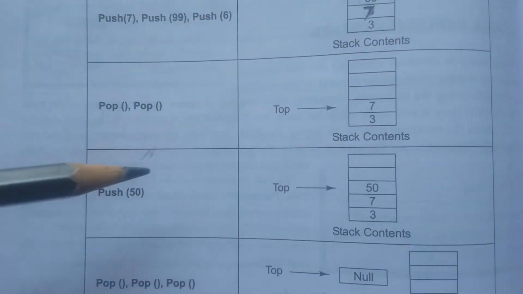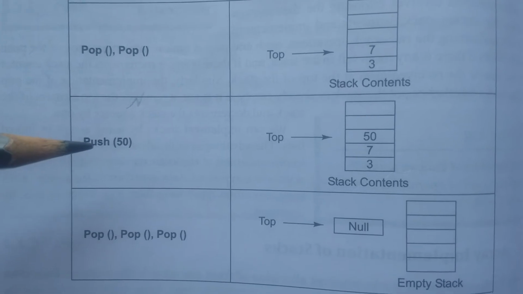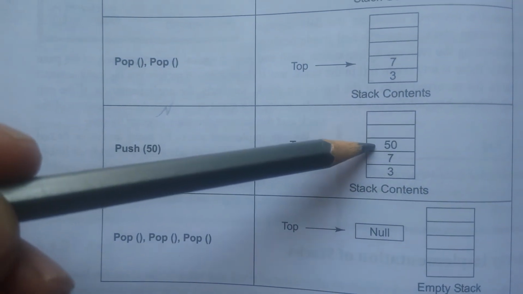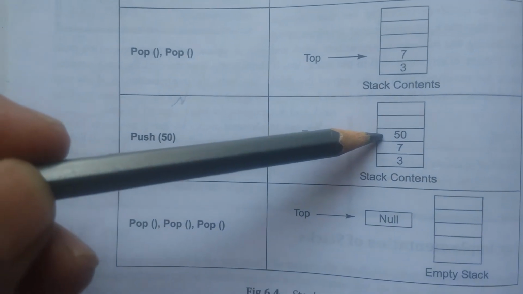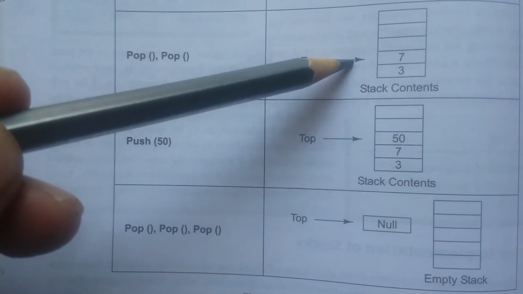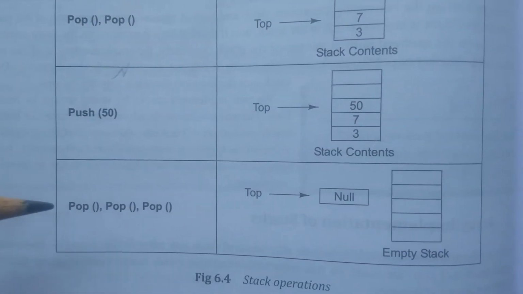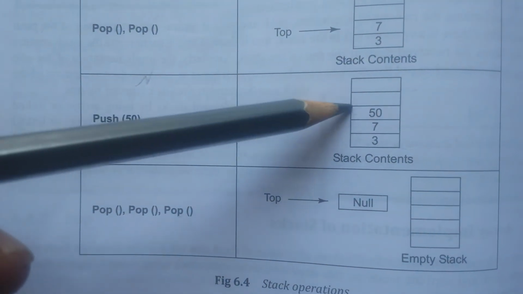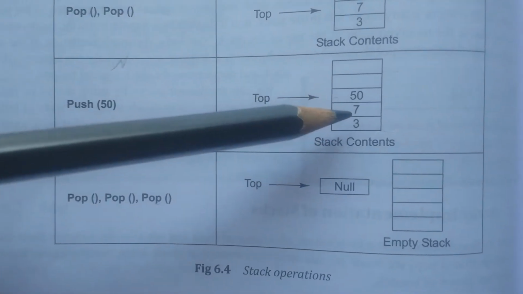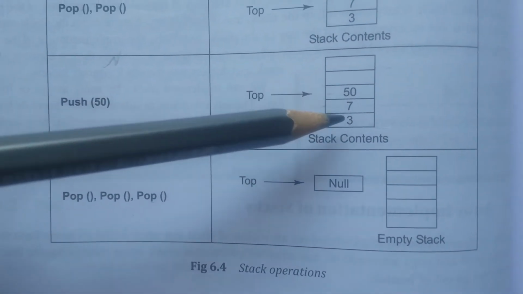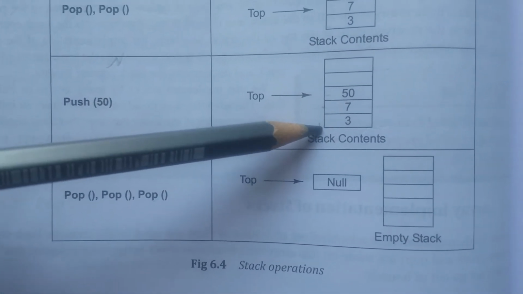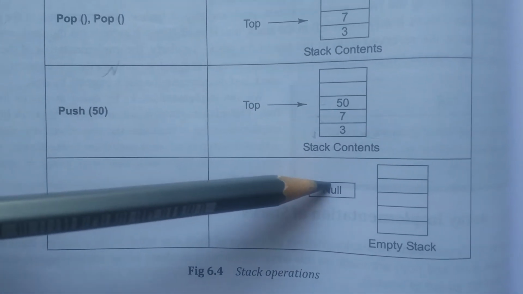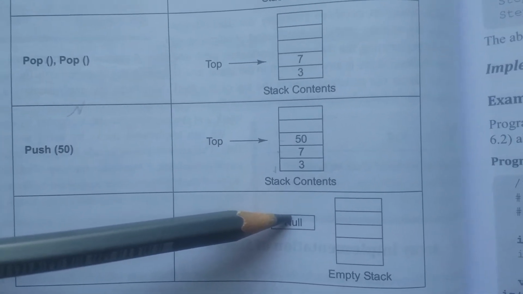These are the stack contents. After that I am pushing another element, 50. So on top of the 7 the 50 is pushed, because previously the top was at 7. Then I am performing successively 3 pop operations. First 50 is removed because of the first pop operation, second 7 is removed, third this one is removed, and top is decremented. So again top is having the null value. This is how the stack operates.